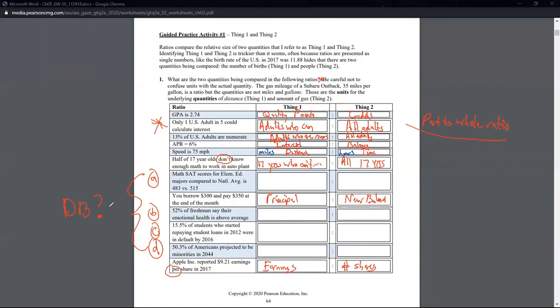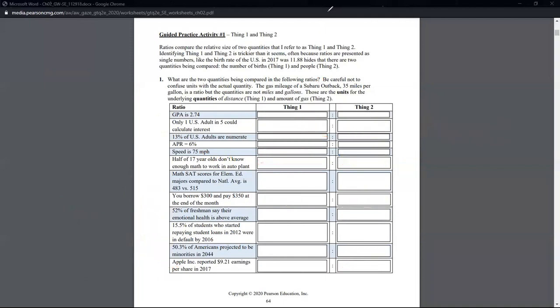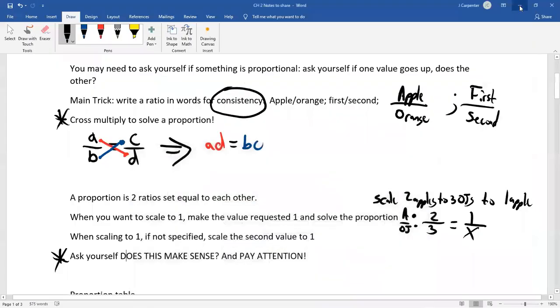And that's page 64. All right, so I need to clear the screen. Let's come off of this. There we go. All right.